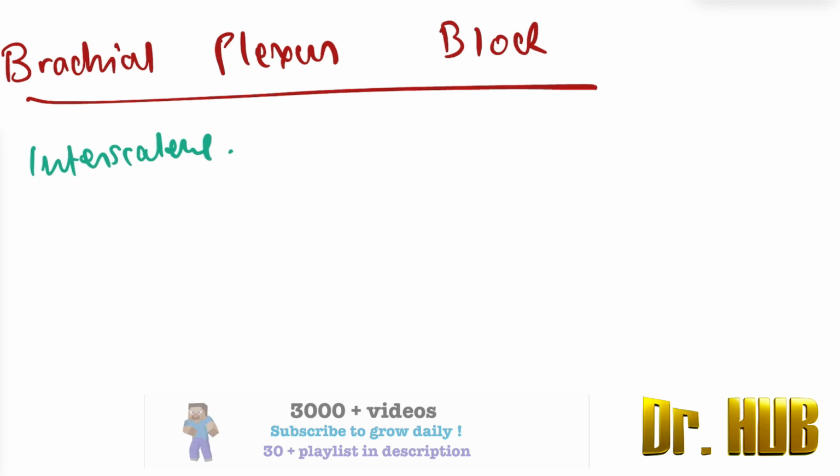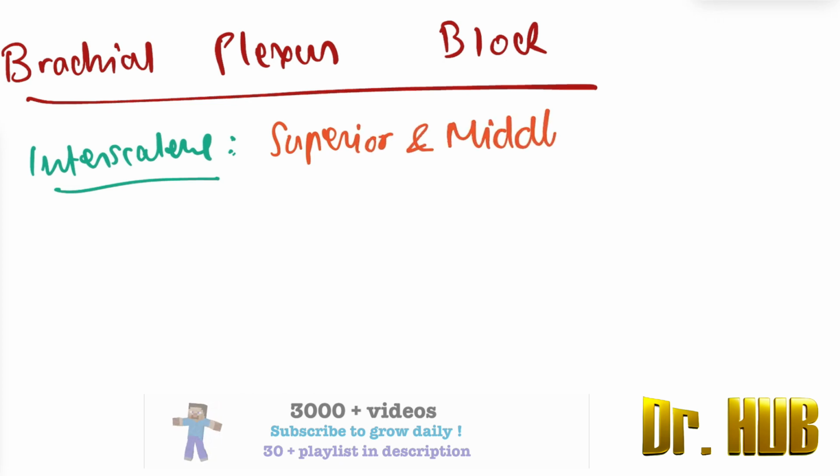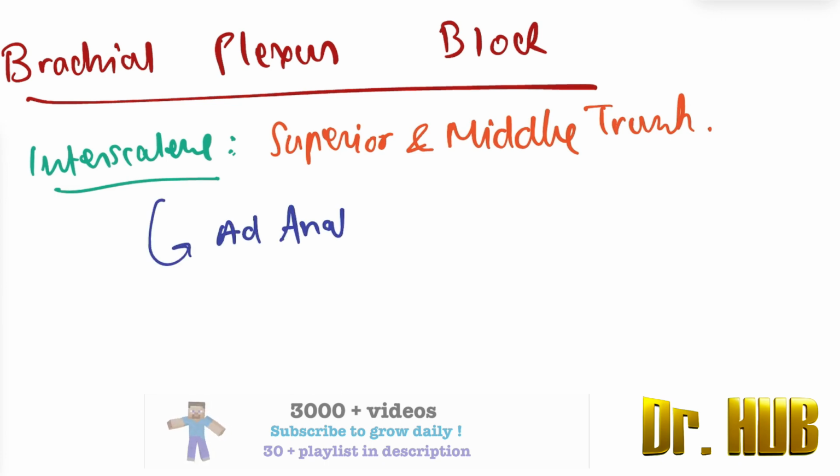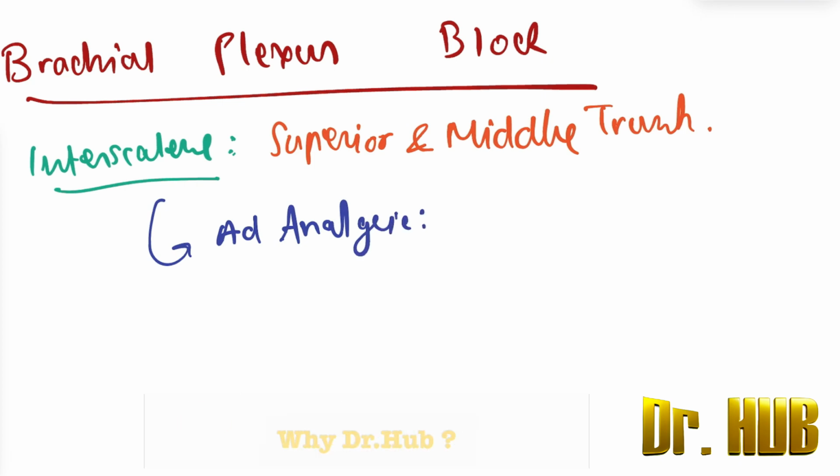So what is the interscalene? The level of the block is the superior as well as the middle trunk. Next is the adequate analgesia. Where is it seen? The adequate analgesia is seen at the shoulder and the upper arm.